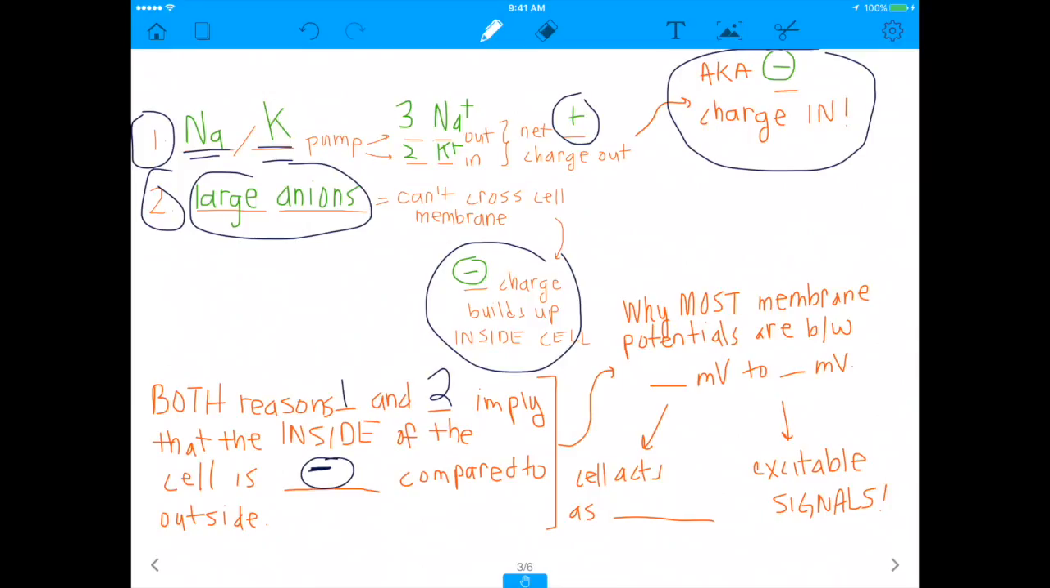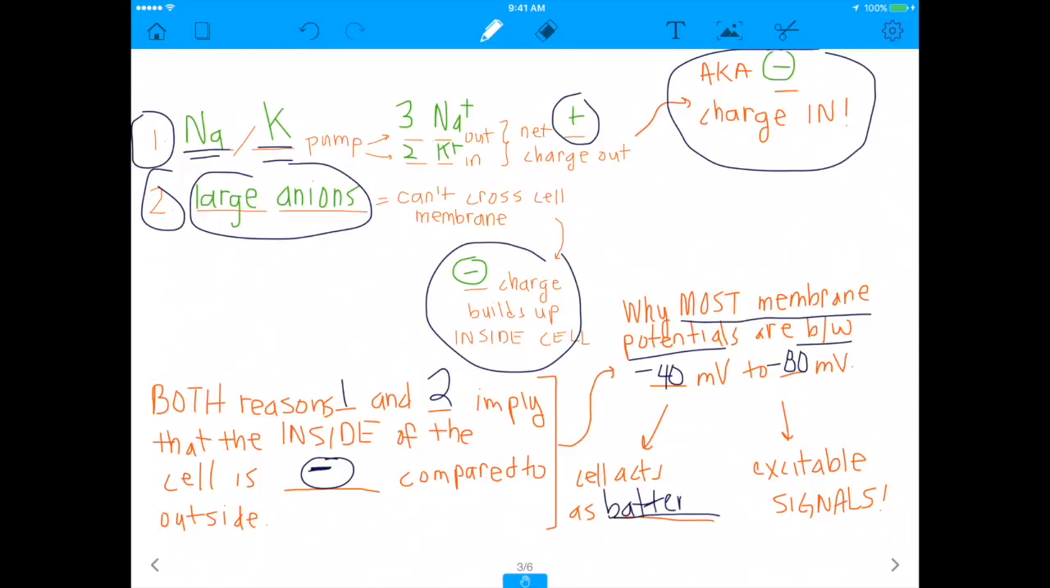But more importantly, that's also another reason why most membrane potentials are between negative 40 millivolts and negative 80 millivolts. And what I mean by that is the inside of the cell is 40 millivolts more negative than the outside, or the inside of the cell is up to 80 millivolts more negative than the outside. All right, and this is true because the cell acts as a battery.